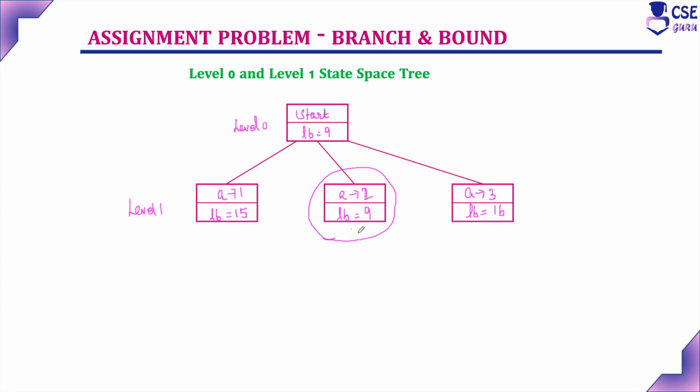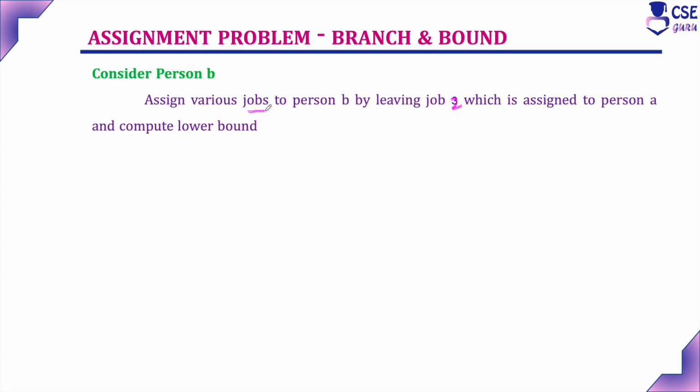So with this node, we will construct the next level state space tree by considering person B. So for person B, assign first job and compute the lower bound value. Then assign third job and compute the lower bound value, because second job already we have assigned to person A. Okay. So consider person B next. Assign various jobs to person B by leaving job number 2, because job number 2 we have assigned to person A, and compute the lower bound values.